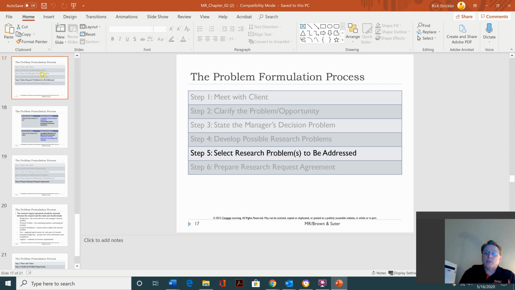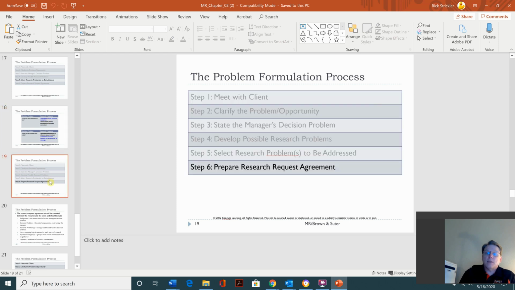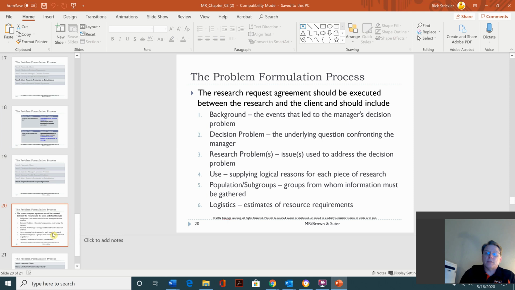Select the research problem to be addressed. Investigate current customer satisfaction. Determine consumer response to two proposed campaigns. And then prepare the research request agreement.